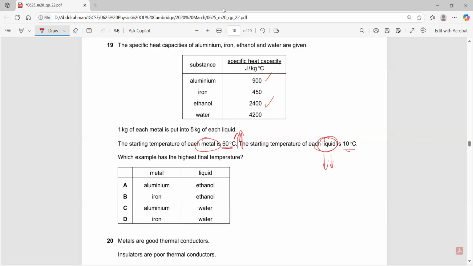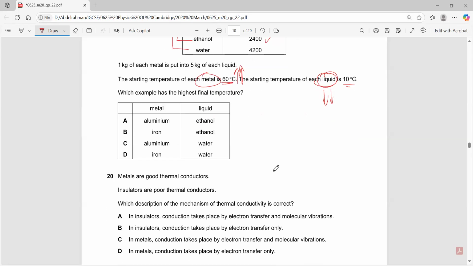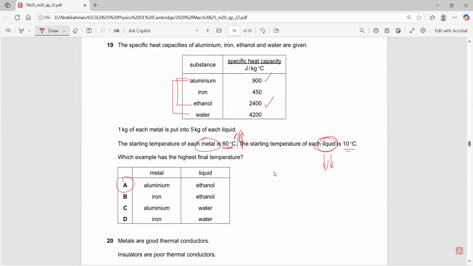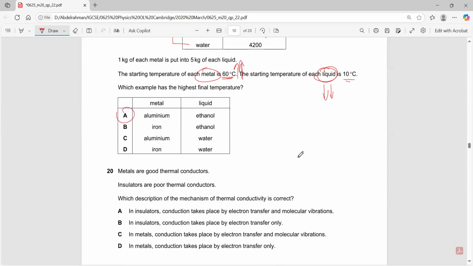For example, I'm saying if you add aluminum and ethanol, the final temperature would be 50 degrees Celsius. What happens, for example, if you add aluminum and water? No, this would be much less than 50. Maybe it would be 40 degrees Celsius, and so on for the iron and water, for example. Okay, so you need to increase the specific heat capacity of the metal and decrease that of the ethanol or the liquid.